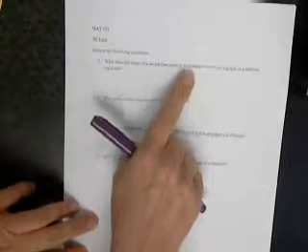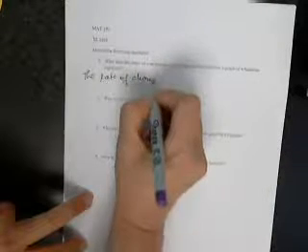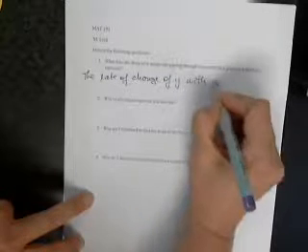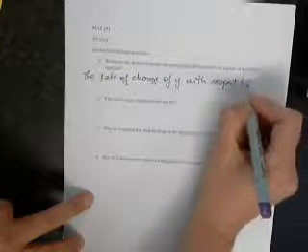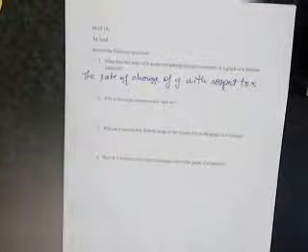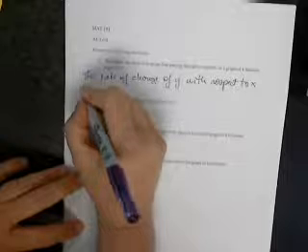What does the slope of a secant line passing through 2 points on a graph of a function represent? One more time. It represents the rate of change of y with respect to x between those 2 points, of course.